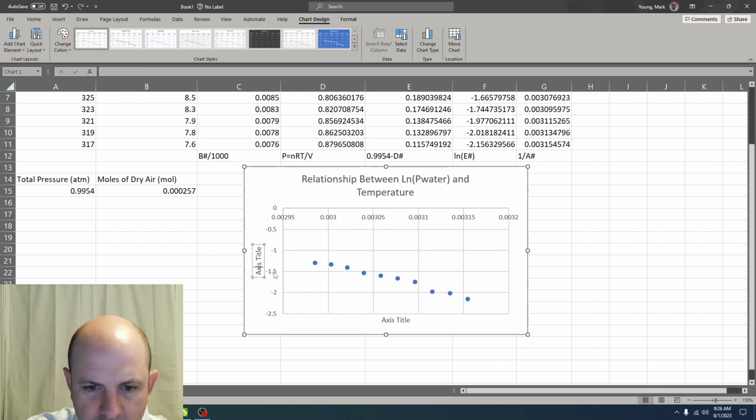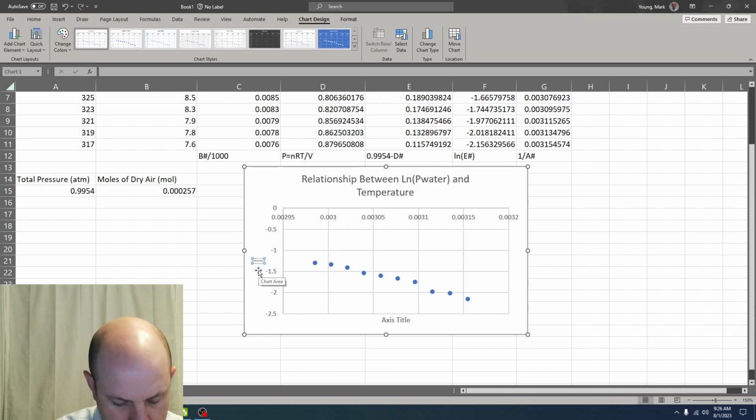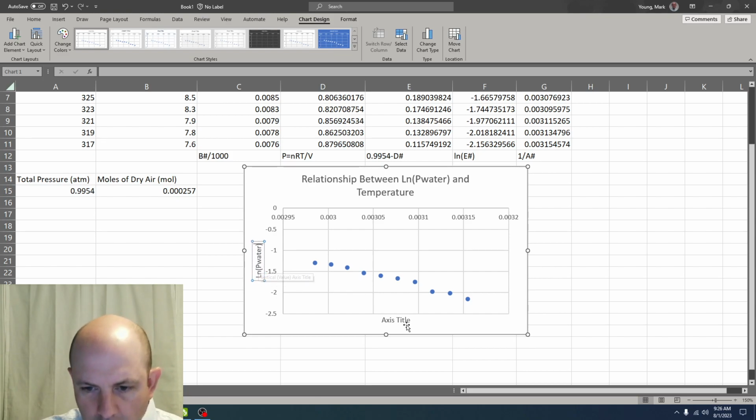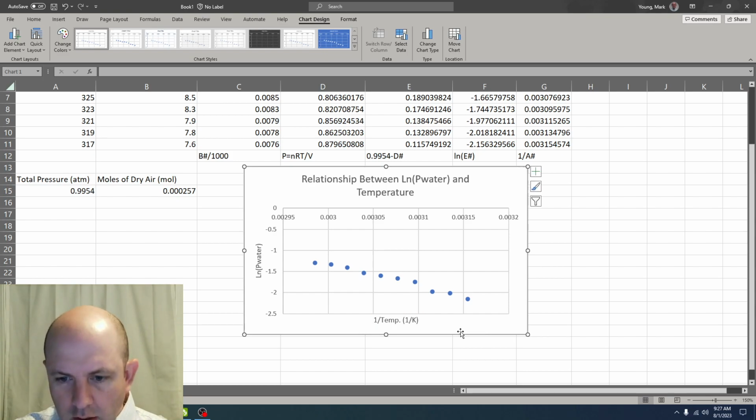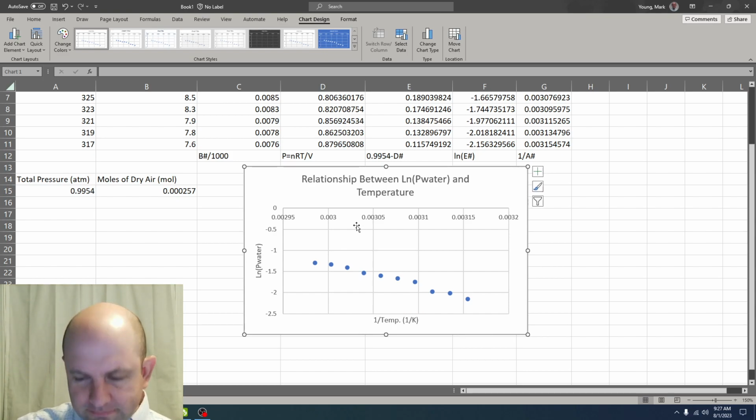All right, so for the vertical, let's delete all this. This is natural log of the pressure of water. For the x-axis, this is 1 over the temperature, given in units of 1 over Kelvin. You could also do Kelvin to the negative first, whichever way. So that's good. So we've got those.